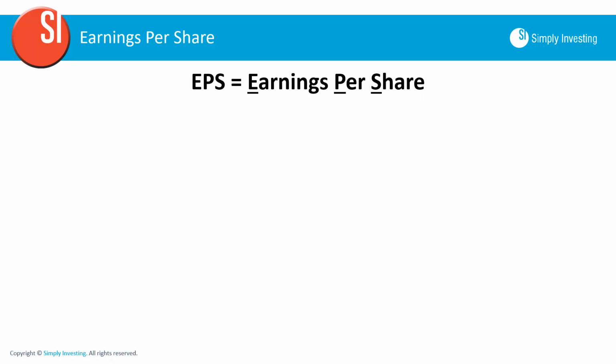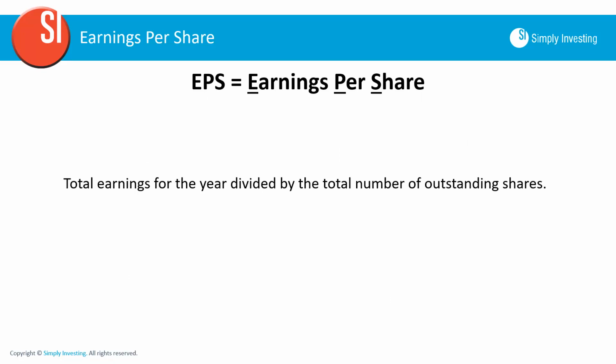Most financial websites will refer to earnings per share as EPS, which are the total earnings for the year divided by the total number of outstanding shares. In this example, let's say a company has earned $812.5 million last year, and the company has 325 million shares outstanding. The earnings per share comes out to $2.50.